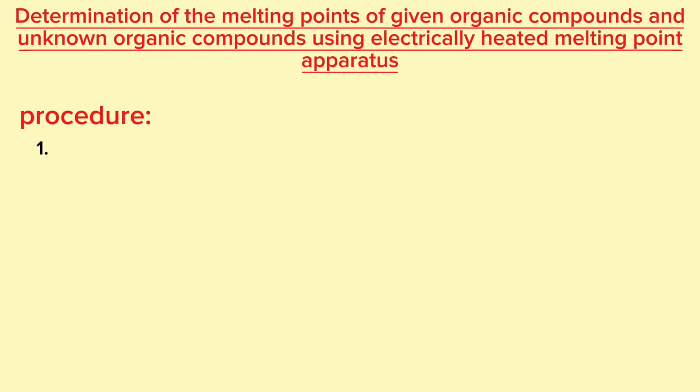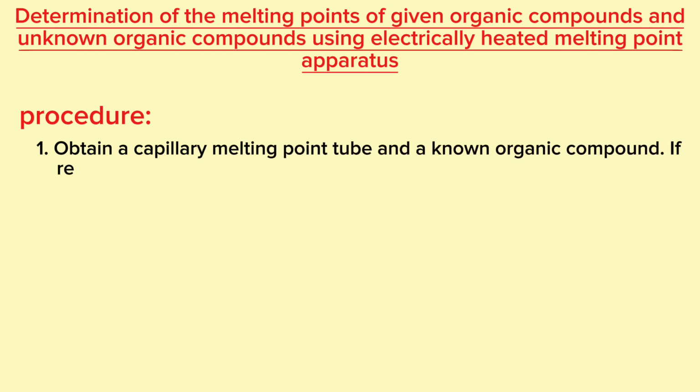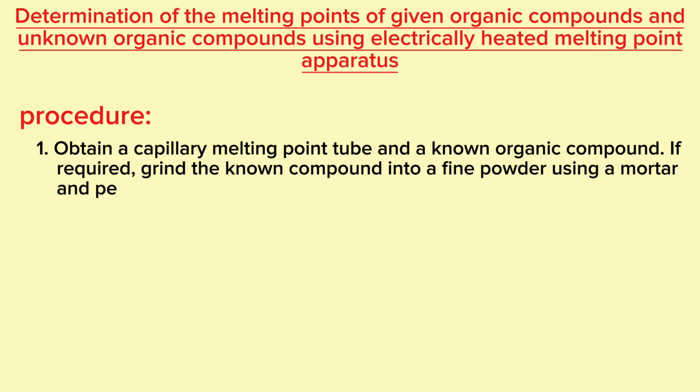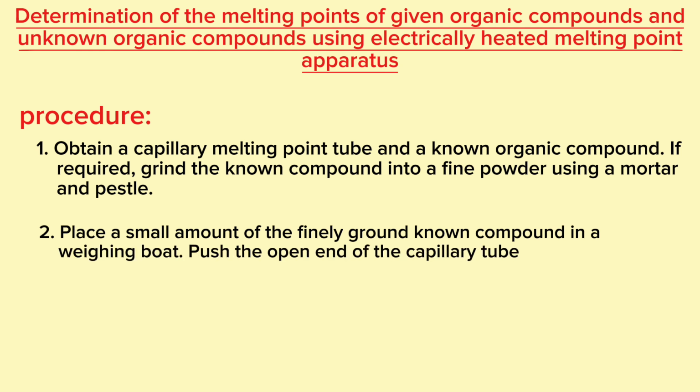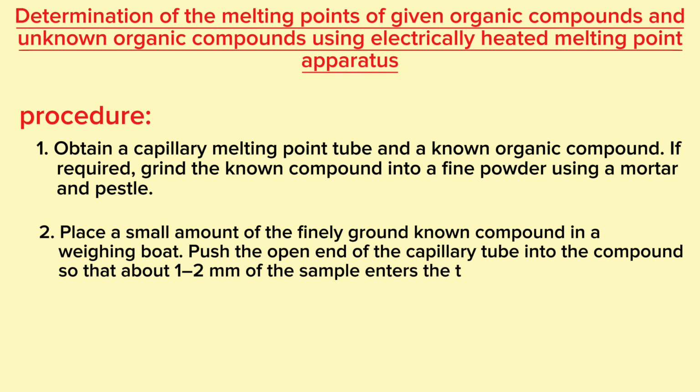Procedure: obtain a capillary melting point tube and a known organic compound. If required, grind the known compound into a fine powder using a mortar and pestle. Place a small amount of the finely ground known compound in a weighing boat. Push the open end of the capillary tube into the compound so that about 1–2 mm of the sample enters the tube. Larger samples may heat unevenly.